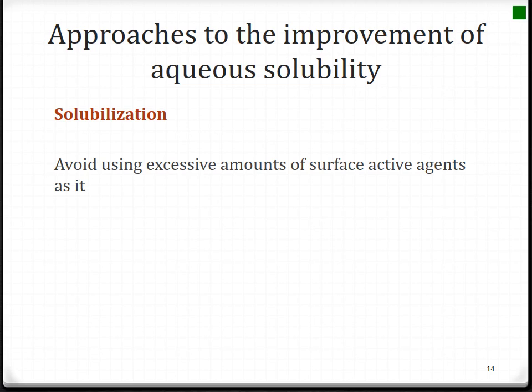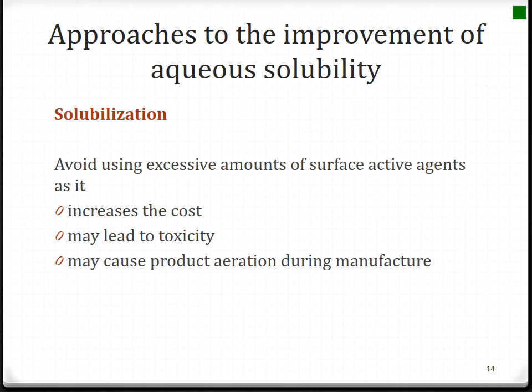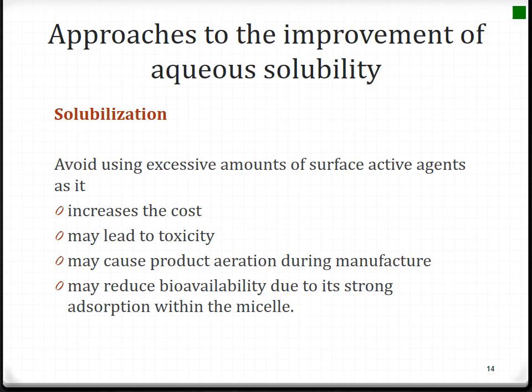Surfactants should not be added in excessive amounts, as this could increase the cost, cause toxic side effects, produce bubbles which causes air to get into the product during manufacture, and reduce bioavailability of the drug if the drug is too tightly held within the micelle.